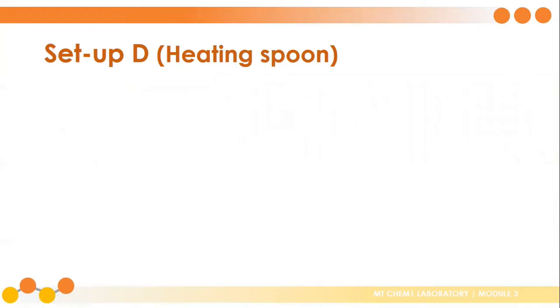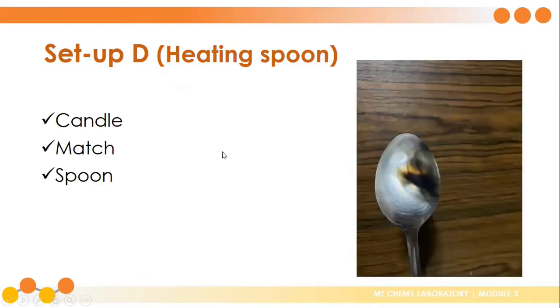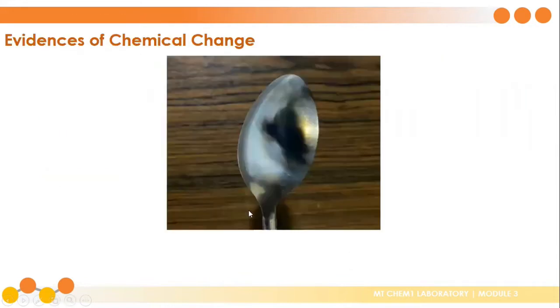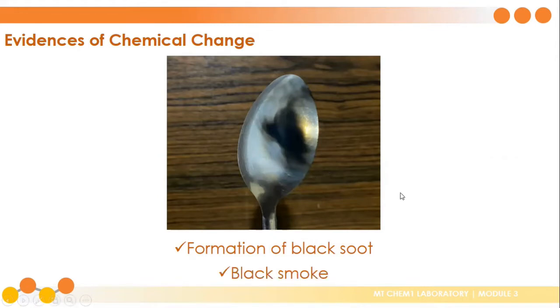Let's now proceed with the last setup, which is setup D, or heating of the spoon. For this setup, the materials that you needed were a candle, a match, and a spoon to observe this type of reaction. So what are the evidences of chemical change observed in this setup? First, there is a formation of the black soot, or the black part, on our spoon. There is also black smoke once you introduce the spoon to the flame of the candle.